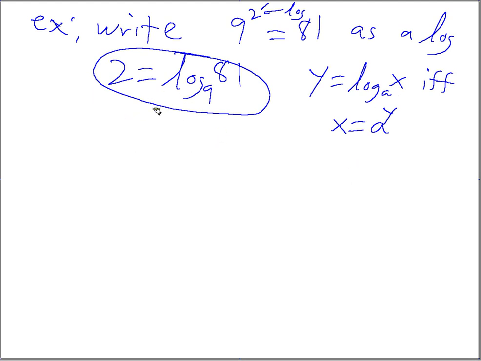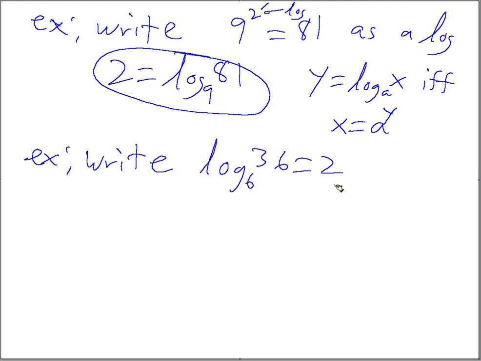Suppose I give you a log equation. Can we come up with an exponential equation? That's a little bit easier, right? So let's take a look at this one. Let's try log base 6 of 36 is equal to 2. Write this log as an exponential equation using this definition above.